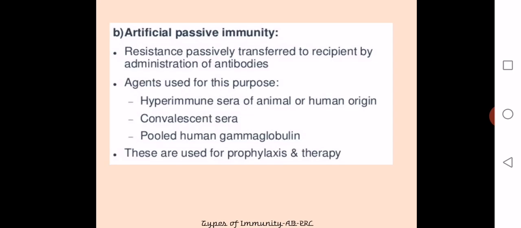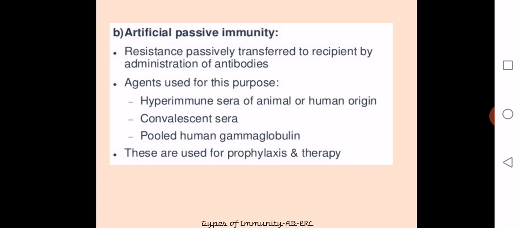The second one is artificial passive immunity, where passive immunity is transferred in an artificial manner. This means in case of emergencies, we use certain immune sera, hyperimmune sera, or plasma-like substances which have antibodies or other immune response substances of an individual, and these will be taken out and used to treat a patient.